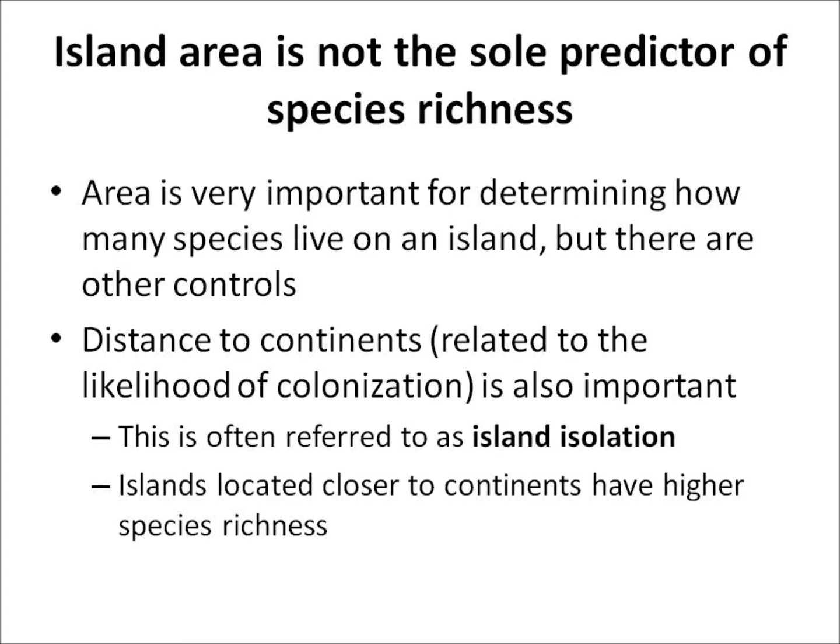And it's the same idea for species dispersing to islands from the mainland. The shorter the distance to travel, the much more likely you are to have a successful dispersal event. So, just like larger islands support more species, islands that are closer to the mainland support more species than islands that are farther away.